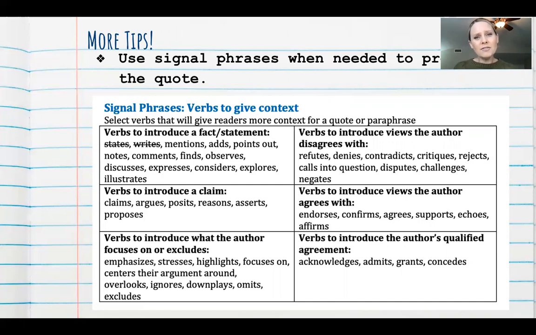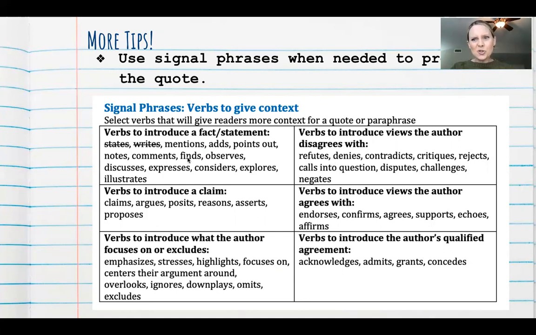This is more often used in research writing and argumentative writing, but it's still something good to understand and keep in mind just with the principles of quotation embedding as a whole. So if you're trying to point out something that a writer is doing or saying or observing, you can use these signals, they're essentially all verbs, to highlight that.